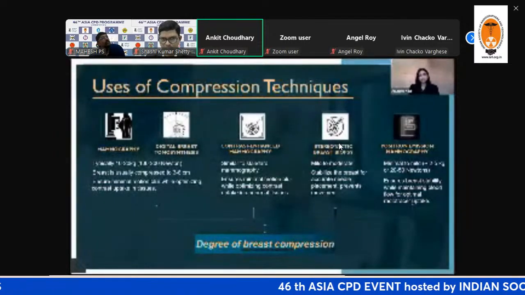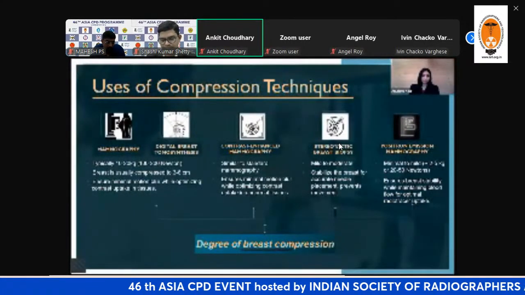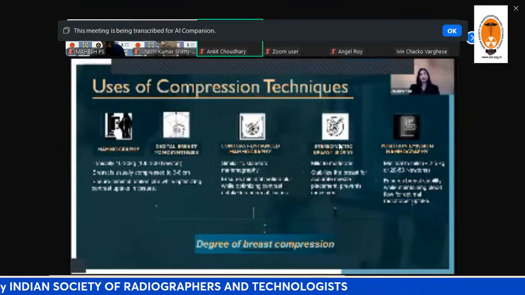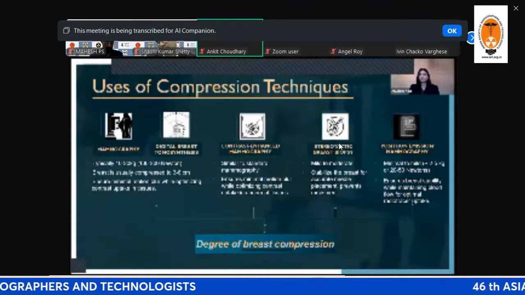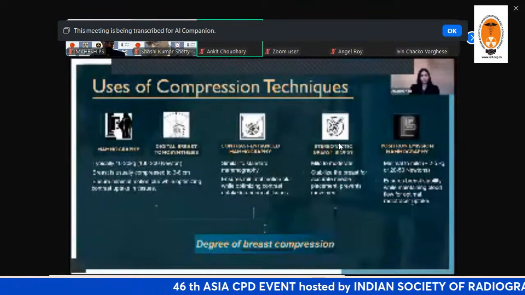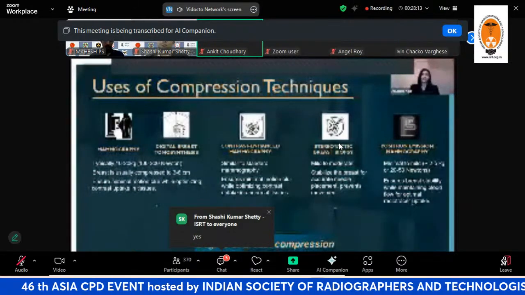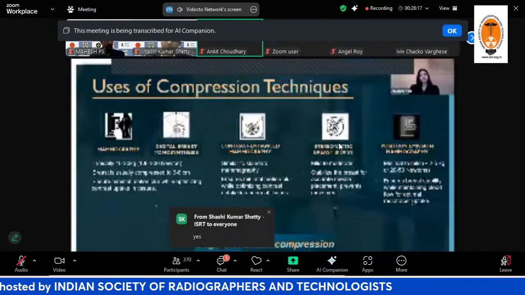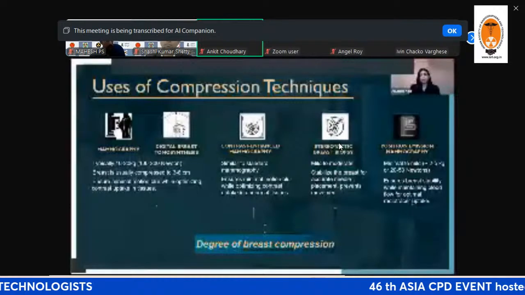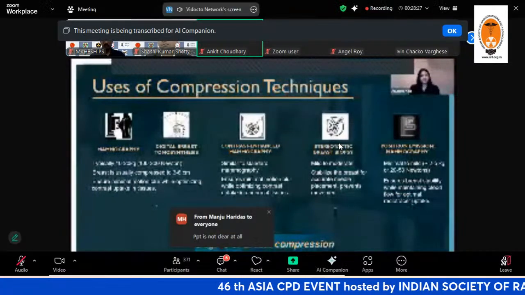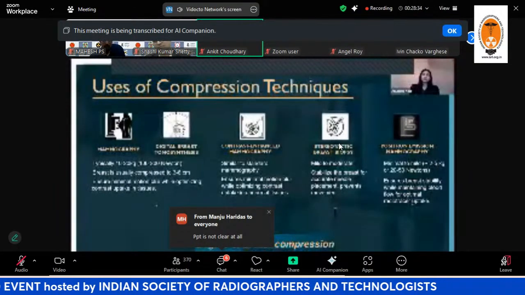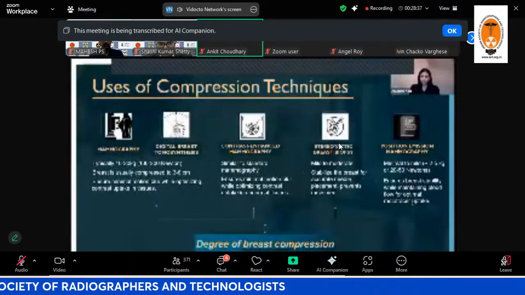The uses of these compression techniques will be in standard mammographic procedures, digital breast tomosynthesis, contrast enhanced mammography, stereotactic breast biopsies, and positron emission mammography. The compression varies across all these techniques. Primarily, we have a high compression when we are using mammographic techniques like standard mammography, digital breast tomosynthesis, and contrast enhanced mammography. In these, we usually apply a compression force of around 10 to 20 kgs, and we compress the breast tissue to around 3 to 6 centimeters. It is usually used to avoid motion blurriness and to optimize the image contrast.